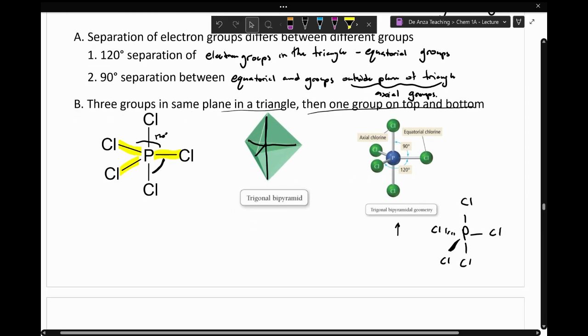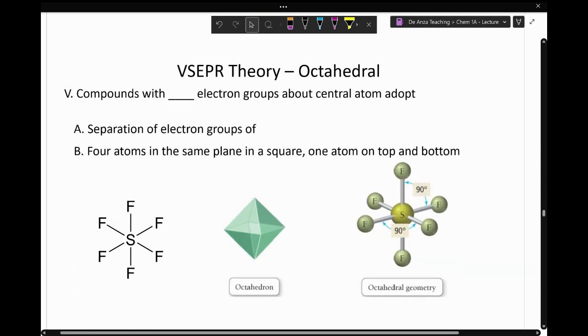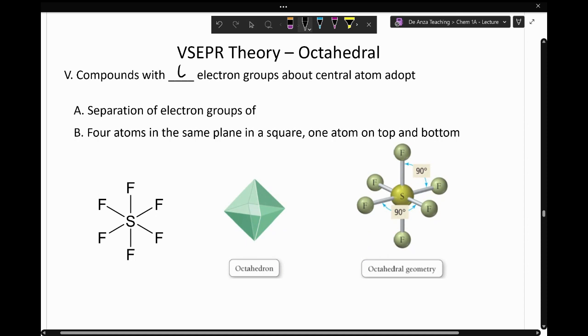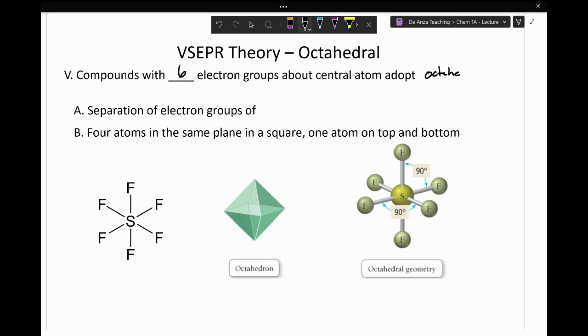And then finally, we have those molecules that are surrounded by 6 electron groups, and they adopt something called an octahedral geometry. The separation of the electron groups here is going to be 90 degrees because we have 90 degrees between those groups that are in the square, and then 90 degrees between our top and bottom groups, and those groups that are in the square as well. The way that we draw this is we draw 4 atoms in the same plane in a square, and then we put one atom on top and on bottom.